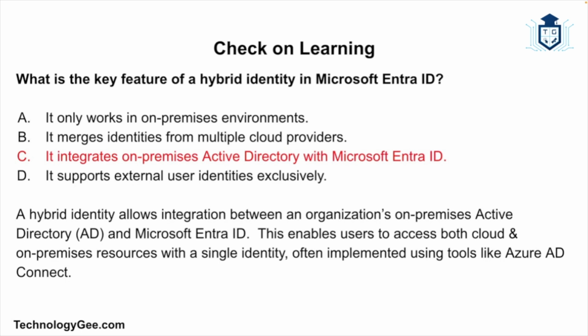So a hybrid identity allows integration between an organization's on-premises Active Directory and Microsoft Entra ID. This enables users to access both cloud and on-premises resources with a single identity, which is often implemented using tools like Azure Active Directory Connect.